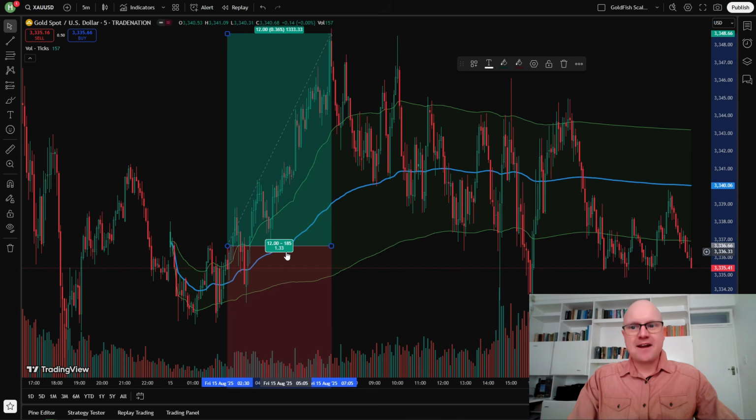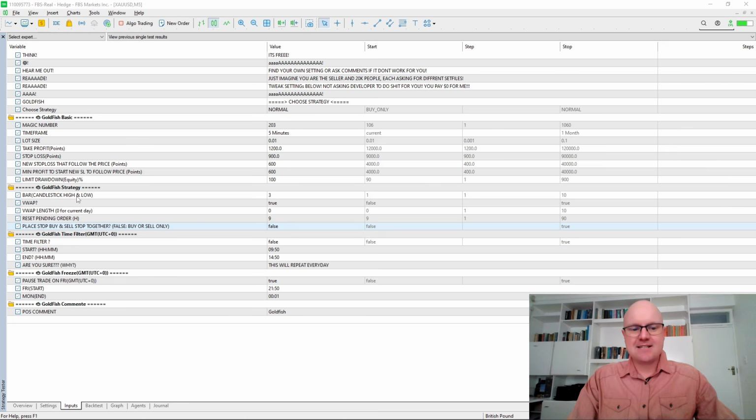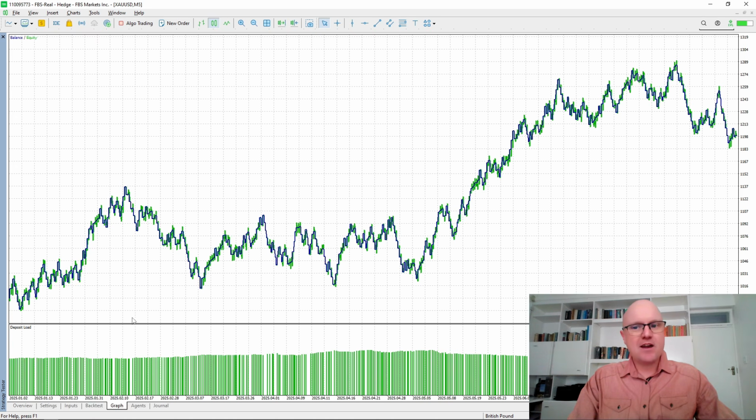So now that we've dived a little bit deeper into the strategy behind GoldFish Scalper, let's take a look at those backtesting results. Now remember, this backtest is performed over the last year using every tick based on real ticks, and we immediately see an improvement in the curve and the balance and equity lines. Now, starting off with an initial deposit of 1,000, the bot was able to generate over $199 in profit using a 0.01 lot size.